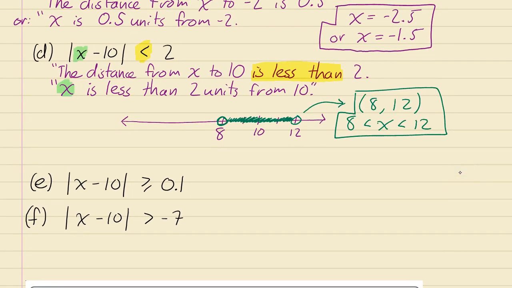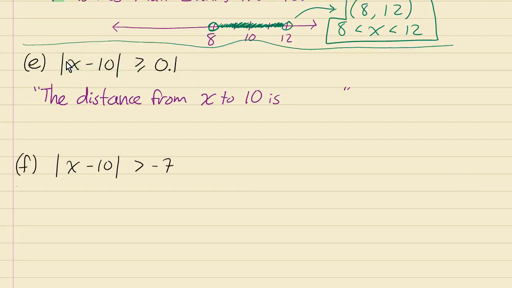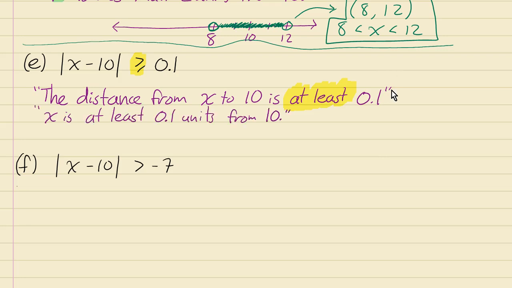Let's look at E. We know the expression on the left means the distance from x to 10. But how do you say "is greater than or equal to 0.1"? That sounds a little awkward. It's more common in English to write greater than or equal to as "at least" 0.1. So that means the same thing. You could also say x is at least 0.1 units from 10. Those mean the same thing.